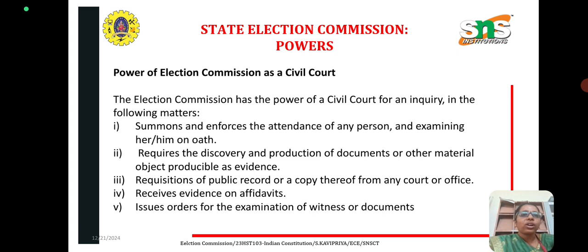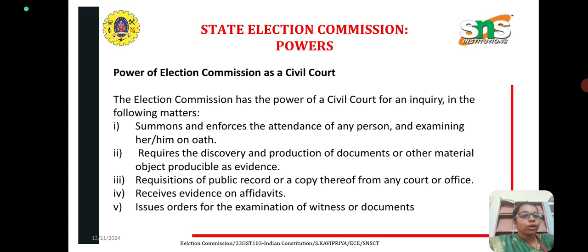And next, what are all the powers of a state election commissioner? The powers of an election commission as a civil court. The election commission has the power of a civil court for an inquiry in the following matters. The first one is that they can summon and enforce the attendance of any person and examine her or him on oath. They can require the discovery and production of documents or other material objects producible as evidence.